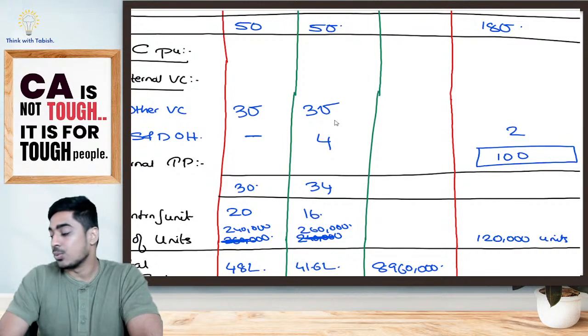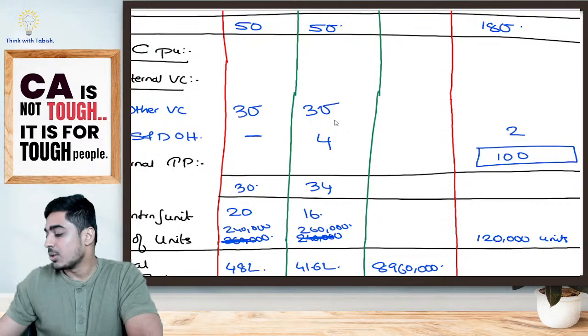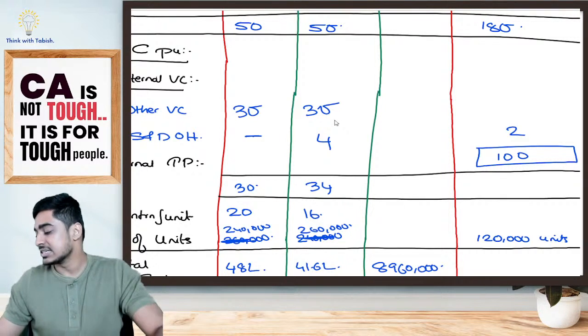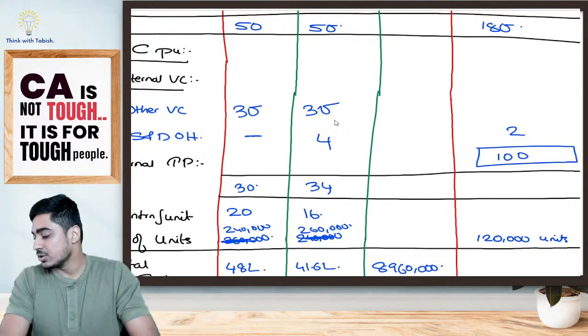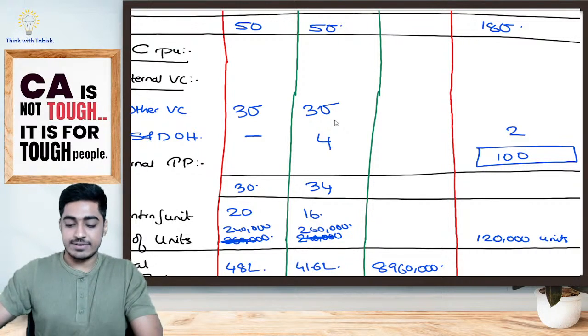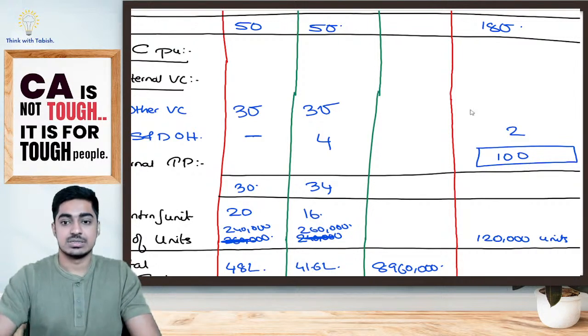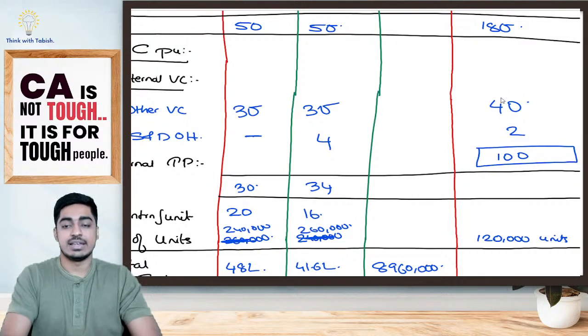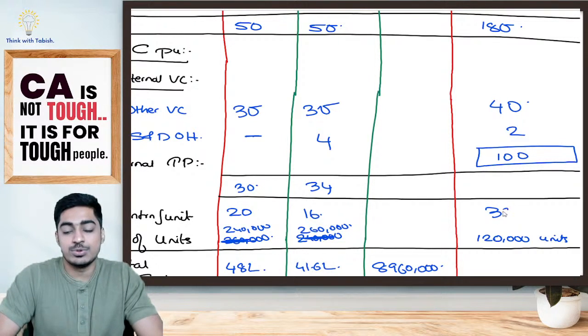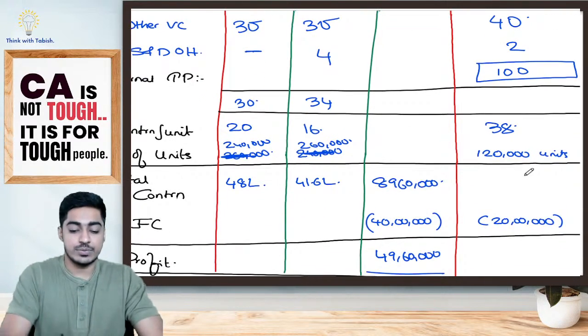Clear? What other variable costs do we have? Component JEX 100 rupees is already considered. Other material 22 rupees, labor 13 rupees, overhead 5 rupees. So totally we have 40 rupees. Yes or no? So 180 minus 40 minus 2 minus 100. 38 rupees is the contribution per unit, into 1,20,000 units.